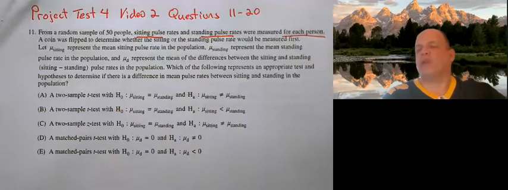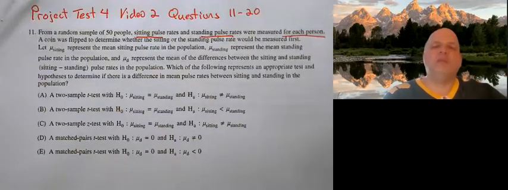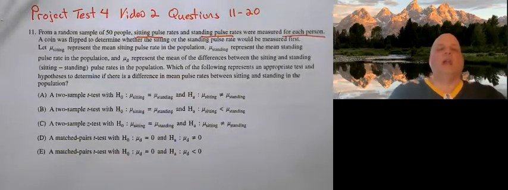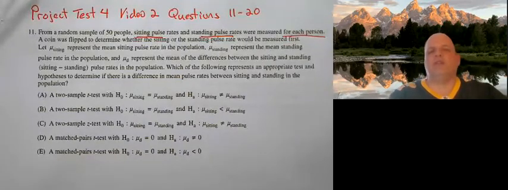So the fact that each person was measured twice leads me to start thinking that this might be some sort of paired test. May not be, but that's what I want to start thinking about. A coin was flipped to determine whether the sitting or standing pulse rate would be measured first. Let mu sitting represent the mean sitting pulse rate in the population, mu standing represent the mean standing pulse rate, and mu d represent the mean of the differences between sitting and standing pulse rates in the population.